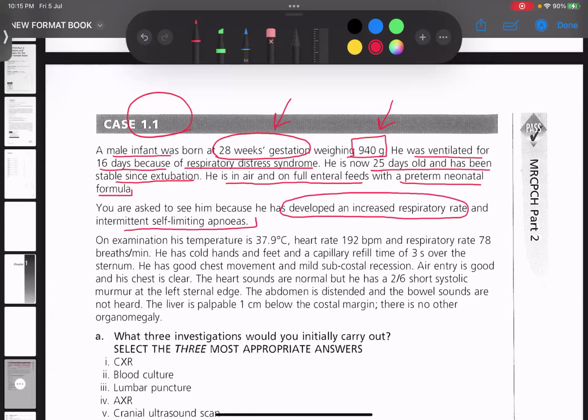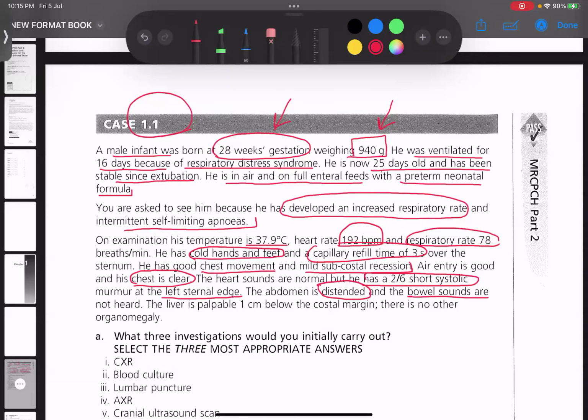On examination, the temperature is 37.9 degrees Celsius, heart rate 192 beats per minute, respiratory rate is 78 breaths per minute. He has cold hands and feet and a capillary refill time of 3 seconds over the sternum. He has good chest movement and mild subcostal recession. Air entry is good and his chest is clear. The heart sounds are normal, but there is a 2/6 short systolic murmur at the left sternal edge. The abdomen is distended and bowel sounds are not heard. Liver is palpable 1 centimeter below the costal margin and there is no other organomegaly.